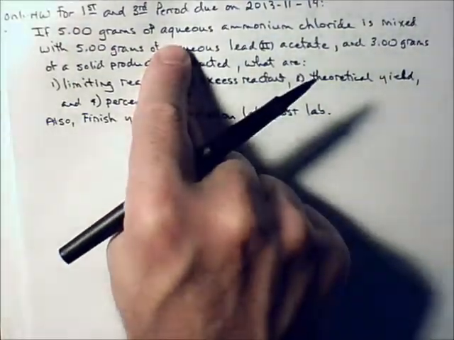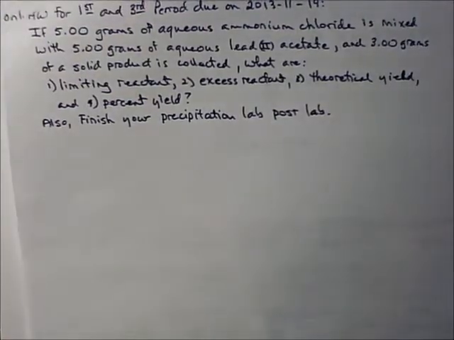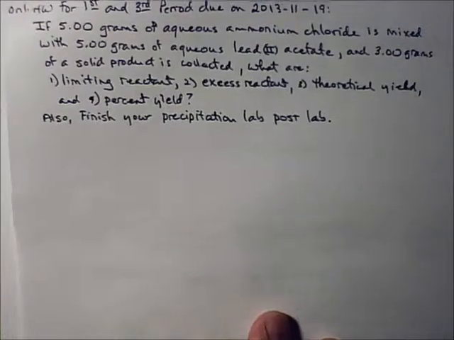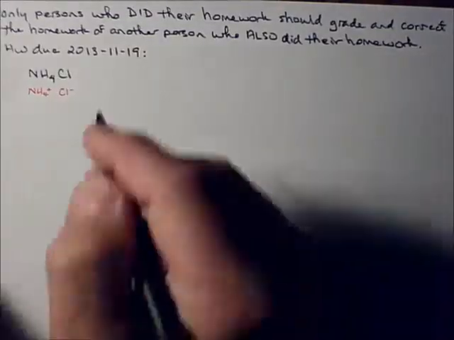So the problem says we have 5 grams of aqueous ammonium chloride, so we really don't have to look up whether ammonium chloride is aqueous or not. It tells you in the problem it's aqueous, so I can say it's aqueous here.